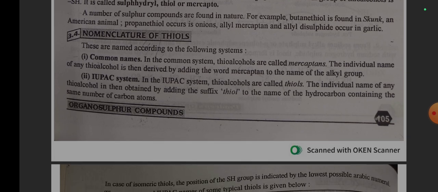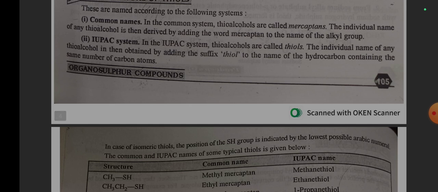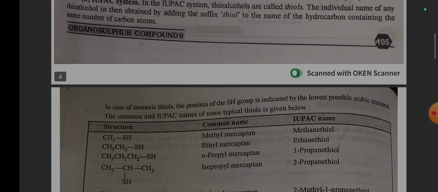Nomenclature of thiols. Common name. In the common system, thioalcohols are called mercaptans. The individual name of any thioalcohol is then derived by adding the word mercaptan to the name of the alkyl group. IUPAC name. In the IUPAC system, thioalcohols are called thiols. The individual name of any thioalcohol is then obtained by adding the suffix thiol to the name of the hydrocarbon containing the same number of carbon atoms.